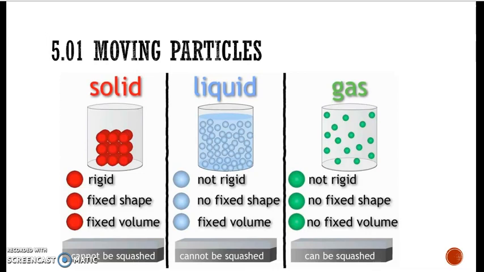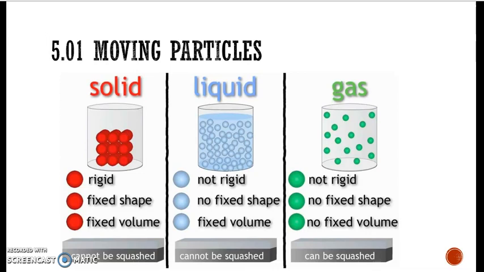The gas is not rigid, no fixed shape, and no fixed volume, and can be squashed. That means it can be compressed. This is because there is virtually no attraction between each molecule, and they're just kind of individual. They're not really part of the group.